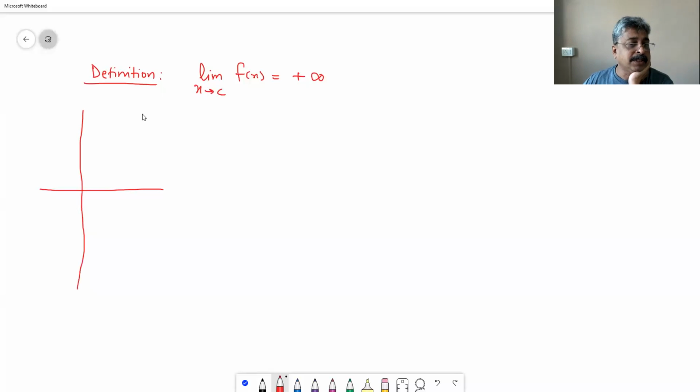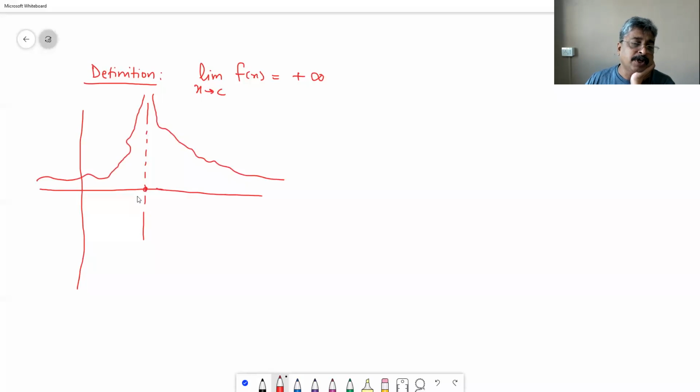This is your y-axis, and suppose there is one point where both these functions are eventually going to infinity, something like that. At x is equal to c, as you go near c from the left hand side, the function goes to plus infinity. As you go near c from the right hand side, the function goes to infinity. So this is the graph, and we are supposed to capture the meaning of this graph in the definition of limit.